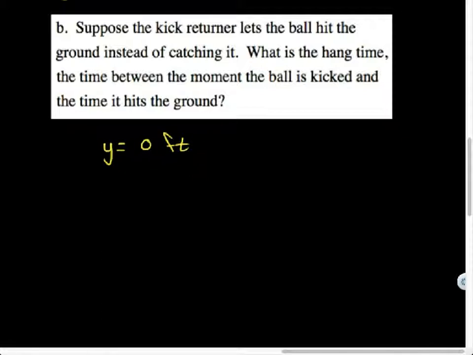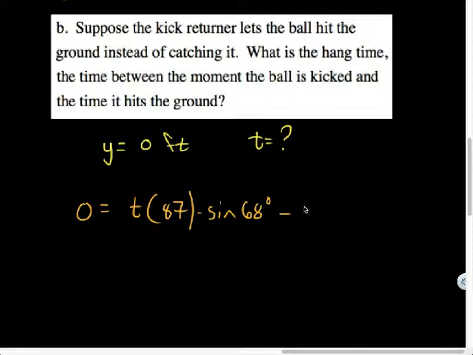Okay? And for my y equation, they're asking now for hang time. So this time, I don't know what t is. T is the unknown to us. So I'm going to plug 0 in for y. I'll have t multiplied by the initial velocity, 87, multiplied by the sine of 68 degrees, minus the 1/2 of 32, that's 16t squared. All right, so I've plugged in what I know, and I want to solve for what I don't know.